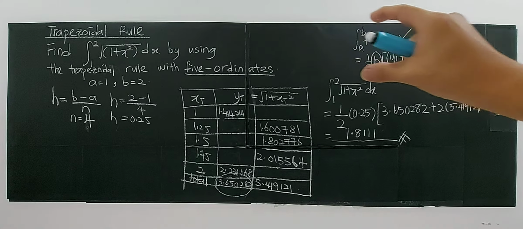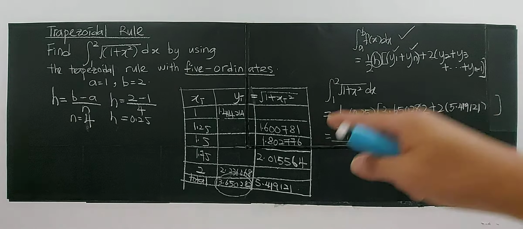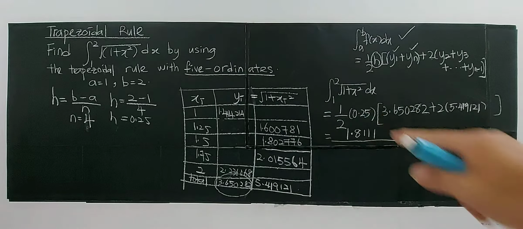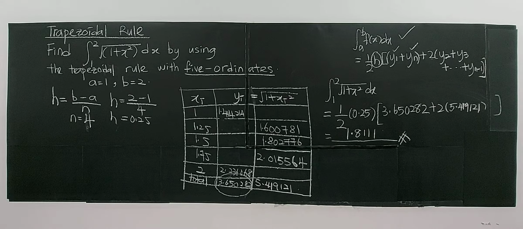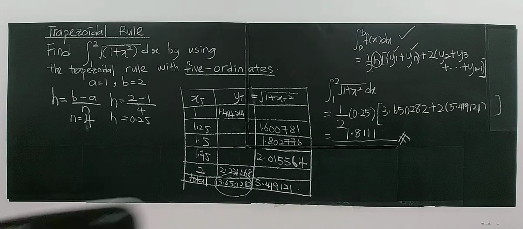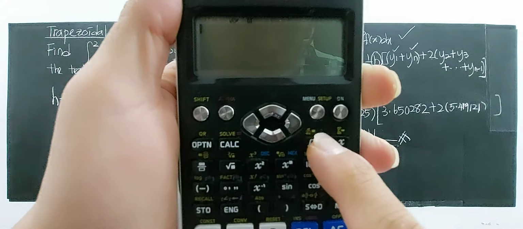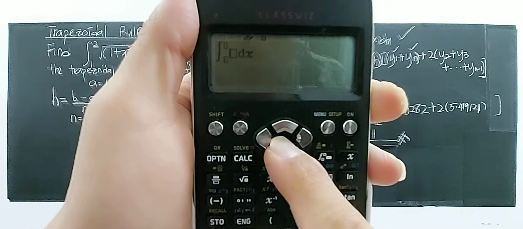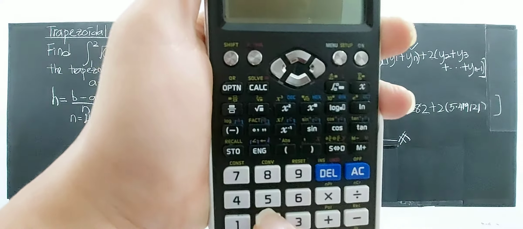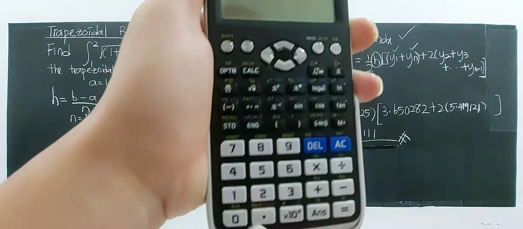As I already explained how to get this formula by using the sum of the areas of all the trapeziums here. I'm going to show you how you can be sure that this value is correct, the one that you approximate. You can use the calculator to get the exact value. You can just key in this, from 1 up to 2, the square root of 1 plus x squared, right?